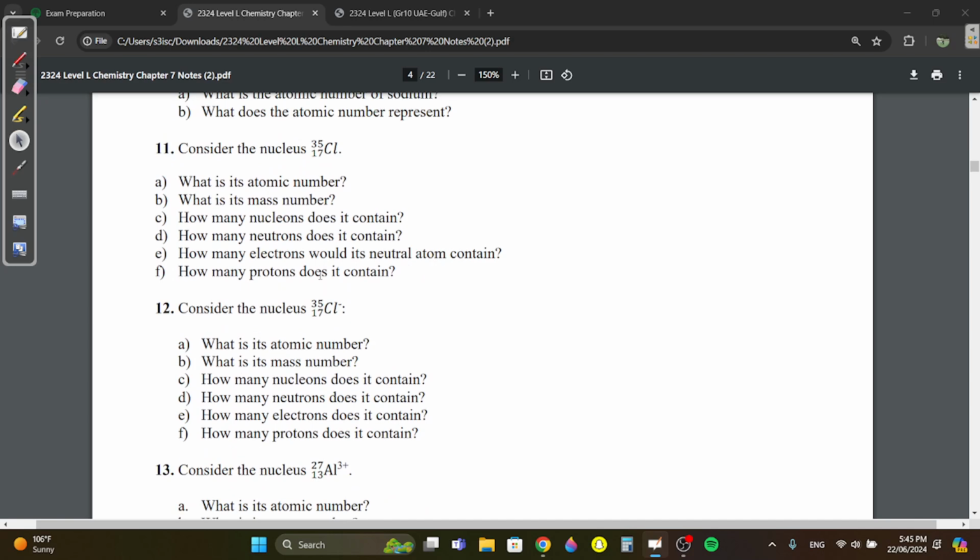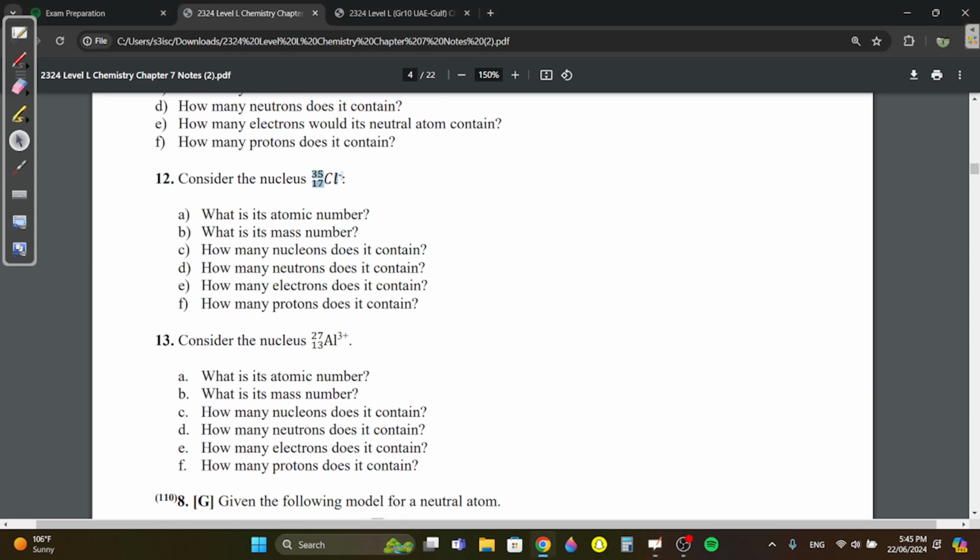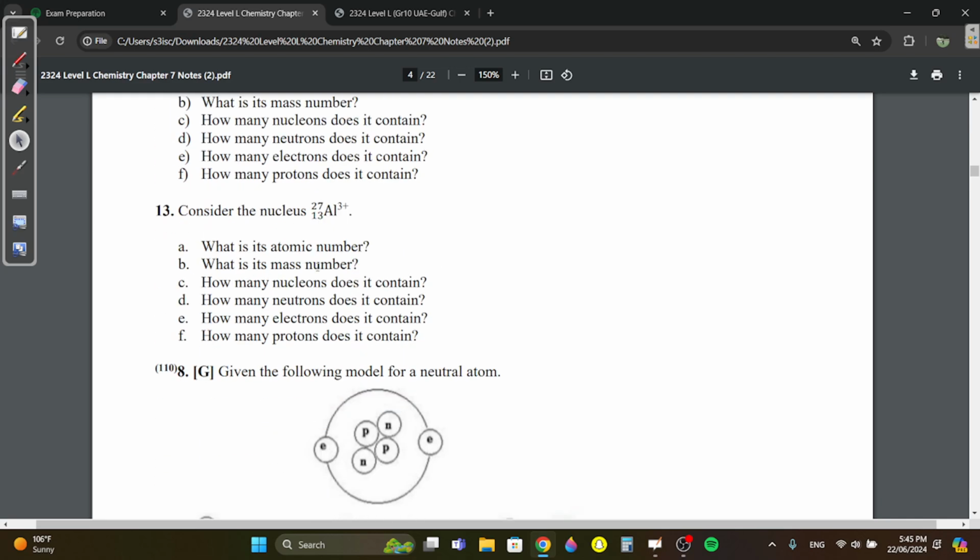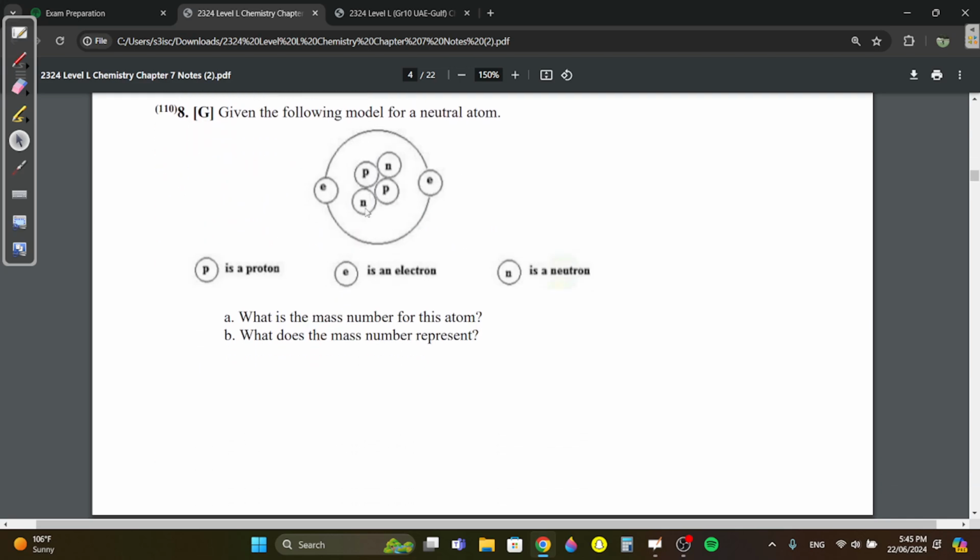What is it? Is this the same thing? It's the same thing, no? Ah, no, they just made it minus. Okay, so if it's minus, that means it has one extra electron, right? So it would be 18 electrons now.